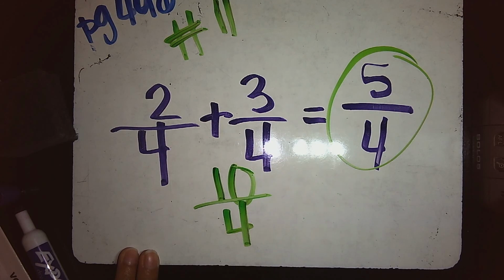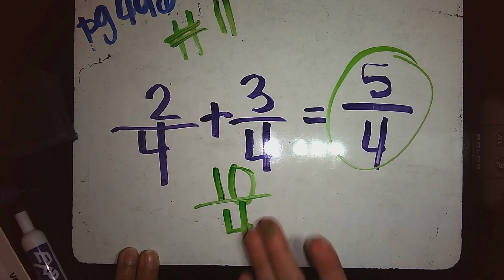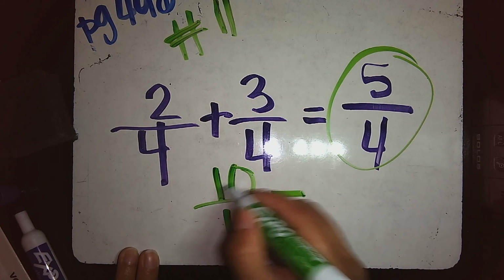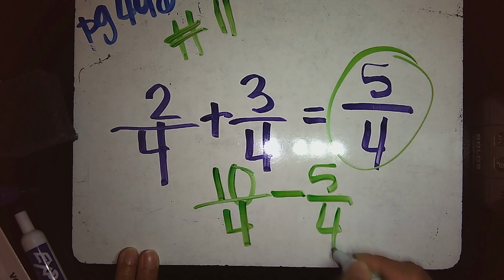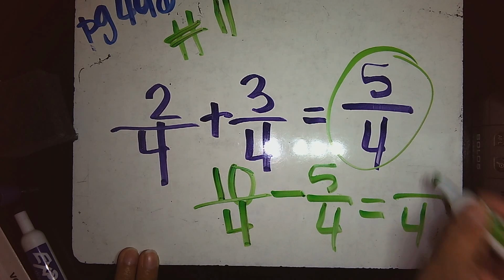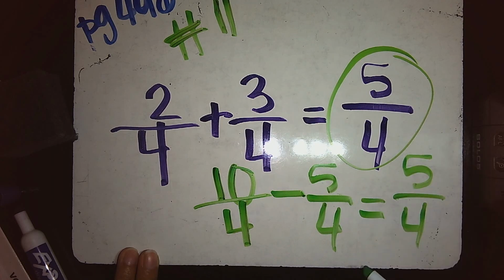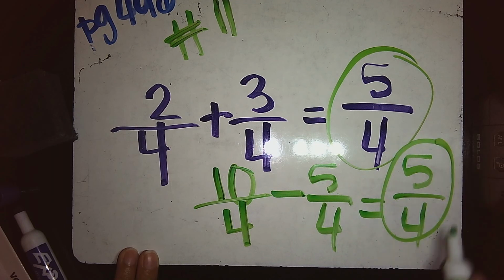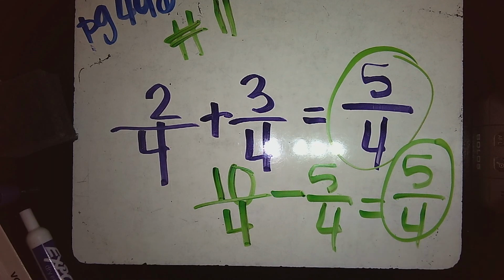So I need to see how much is left over. So I am going to subtract 10 fourths minus 5 fourths. My denominator will stay the same. 10 minus 5 is 5. So Isaac rode 5 fourths beyond the lookout tower. So meaning he continued on for 5 over 4 more miles.